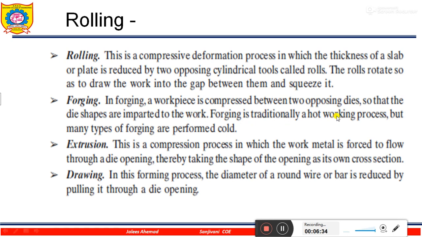Forging is traditionally a hot working process, but many types of forgings are performed cold. Below recrystallization temperature means cold. Above recrystallization means hot. Okay.